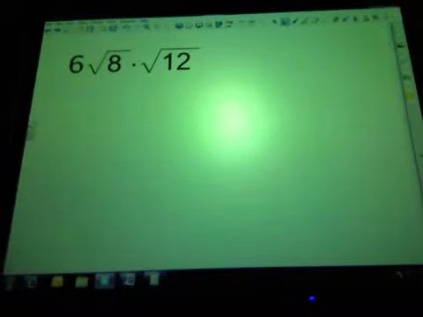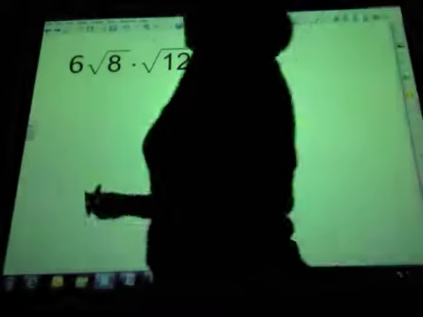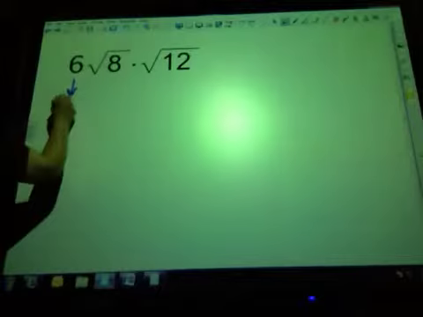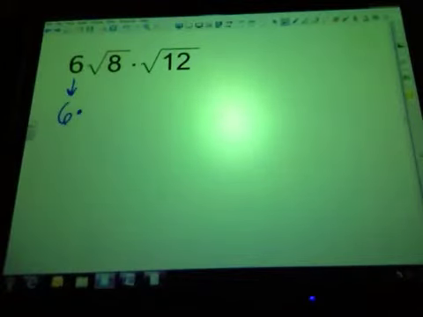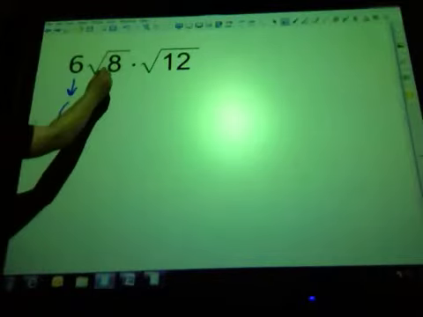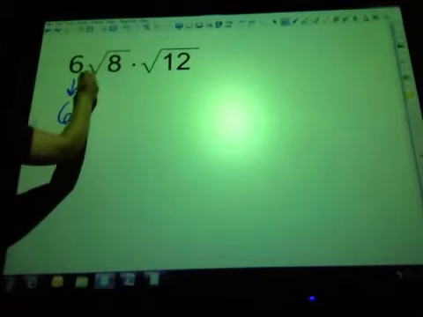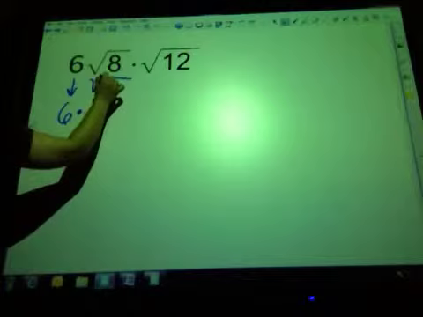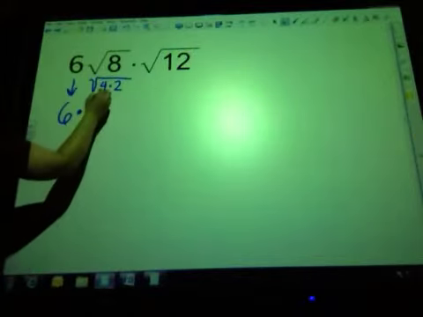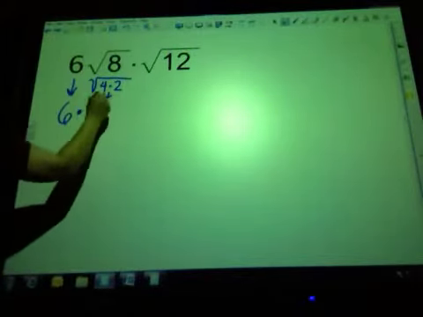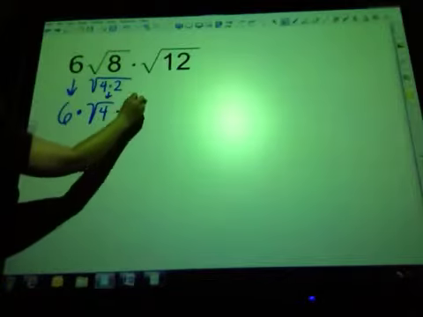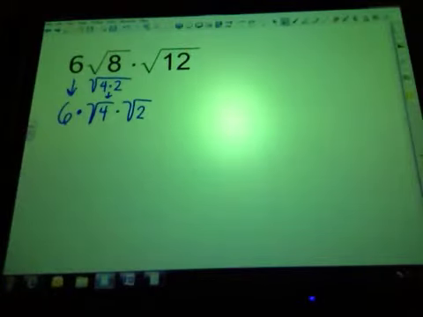This one I have 6 times the square root of 8 times the square root of 12. So I'm going to go ahead and leave my 6 out front. Don't need to do anything with it. Now I have to figure out what I'm going to do with this 8 and what I'm going to do with this 12. I can break 8 apart into 4 times 2. So that will break down even farther into square root of 4 times square root of 2.